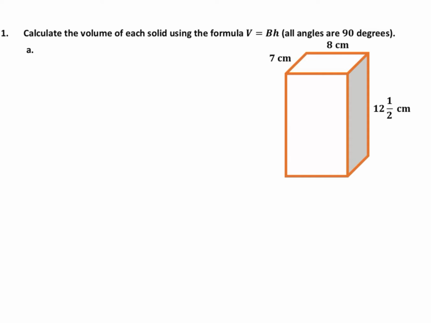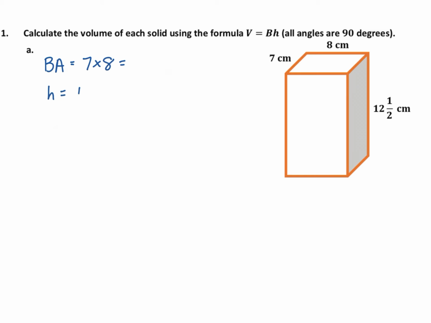Calculate the volume of each solid using the formula V equals B times H. We use BA for base area, and H represents the height. To start, we're going to find the base area of this prism. And the base of this prism is a rectangle, which is a 7 by 8.